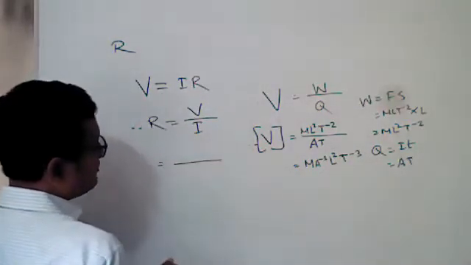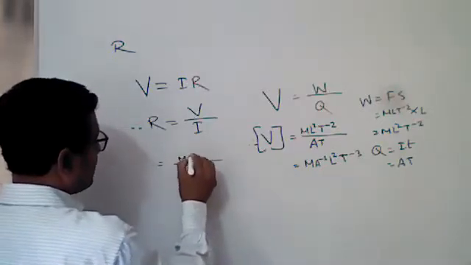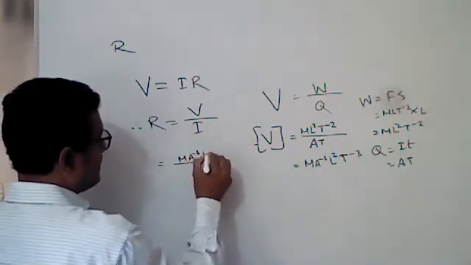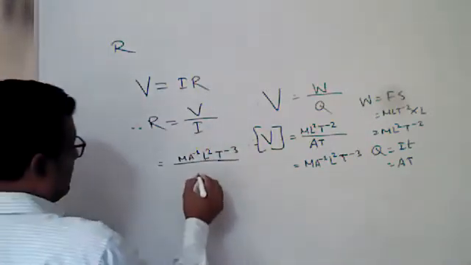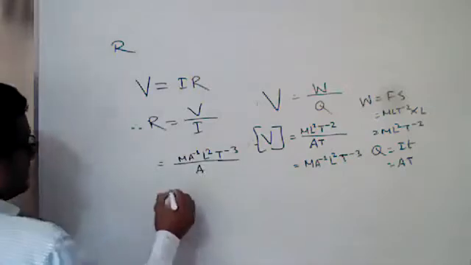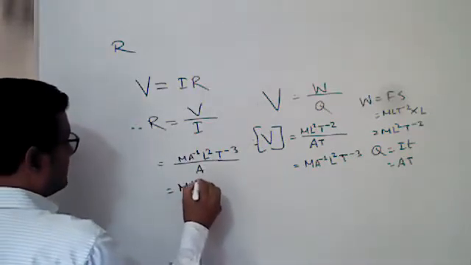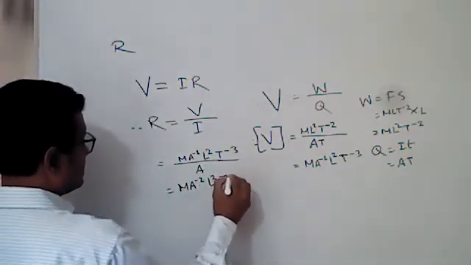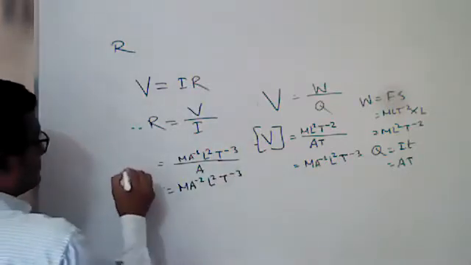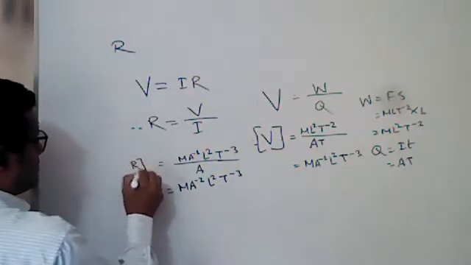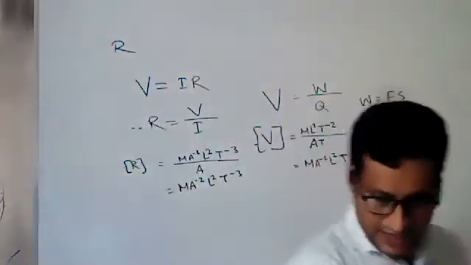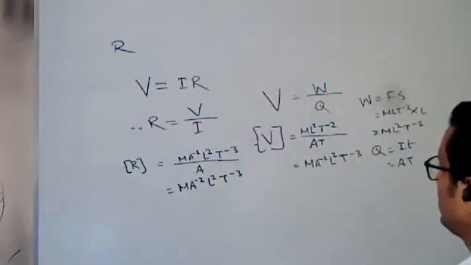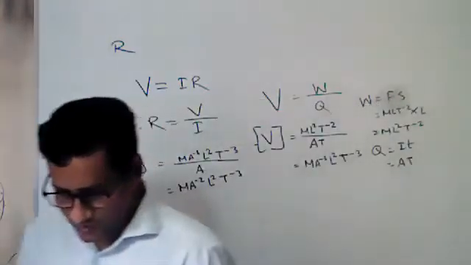So the dimension of V is M A inverse L square T inverse 3, and the dimension of I equals A. So it will be M A inverse 2 L square T inverse 3. So this is the dimension of R. Okay.